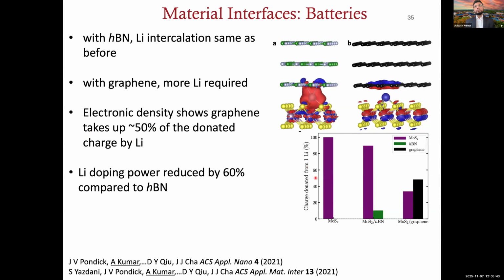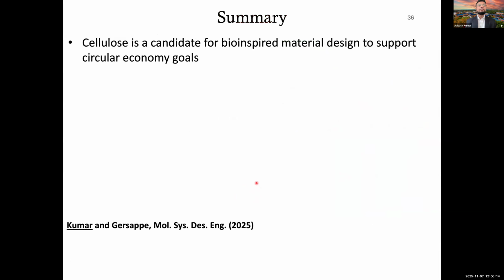It also opens up a new avenue in something called substrate engineering. You can have different materials stacked together, and this is essentially where 2D materials shine, because you can stack them in different ways and come up with interesting properties. Our work suggested that graphene would reduce the doping power of lithium by almost 60% compared to hexagonal boron nitride. These were just some of the slides I wanted to present.